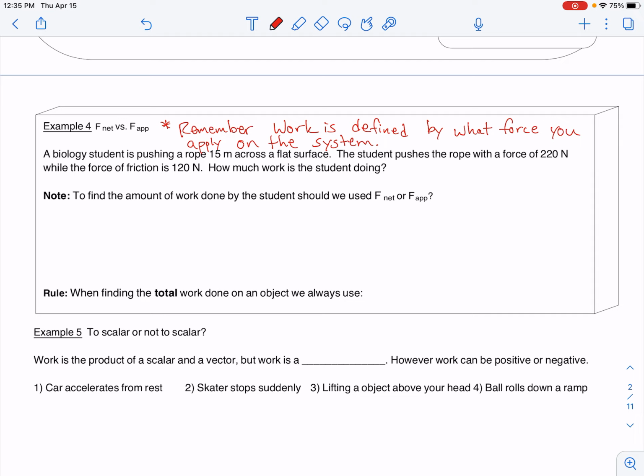So in this example, we have a biology student pushing a rope 15 meters across a flat surface. The student pushes the rope with a force of 220 newtons, while the force of friction is 120. How much work is the force doing?